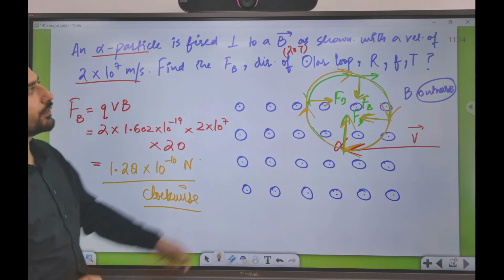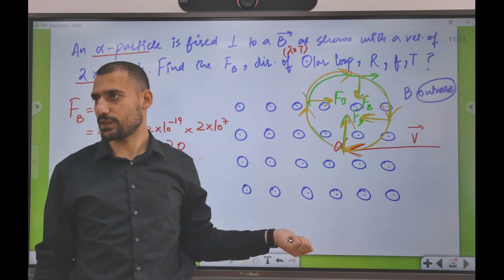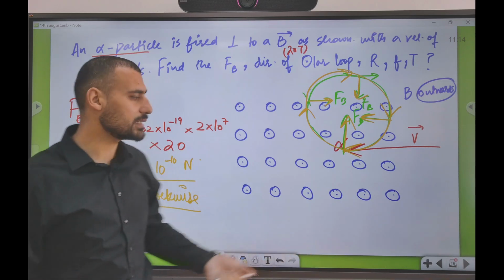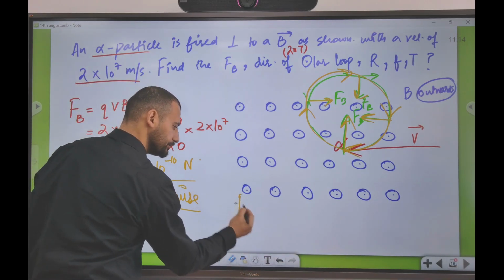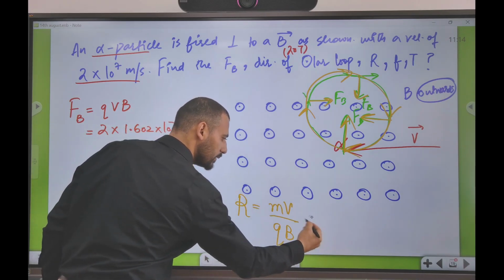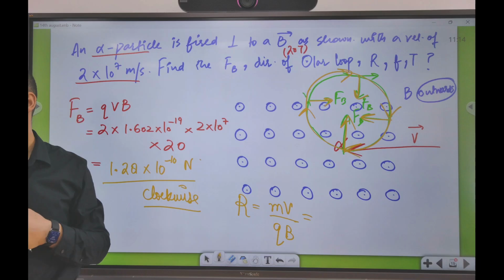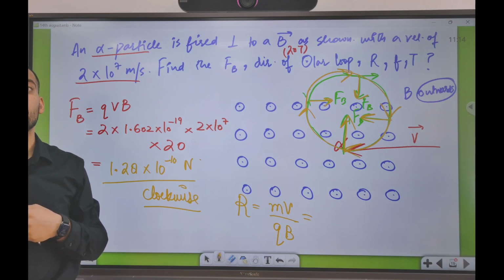Fine? Now the second question, what is the radius? So for the radius, we have another expression. Right? What is the expression for the radius? mv upon qB, isn't it? Yes. So what is the mass of this alpha particle?